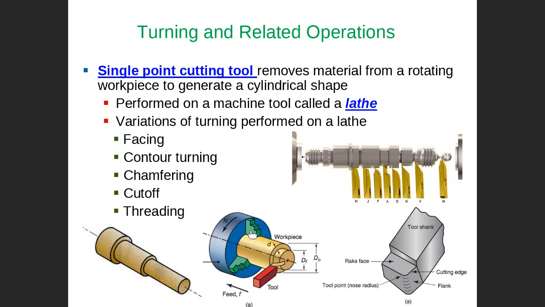This is a workpiece. We fix the workpiece in a chuck. This is what we call a chuck. The workpiece is rotating. This is a tool, a single point cutting tool. And then the tool penetrates and travels to cut the workpiece material to create a cylindrical shape. This is the turning machine. Not only that, but it also does facing, contouring, chamfering, cut off, and thread.